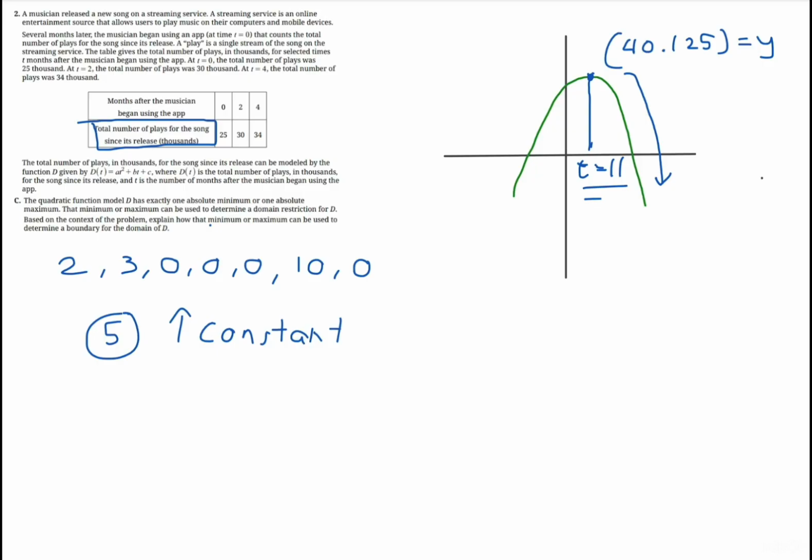So which means that the domain of D will be 0 less than or equal to t, which is less than or equal to 11. The reason is that after 11, the function starts to decrease, which in practical application is not allowed right here. Okay, I think that's the end of FRQ2.